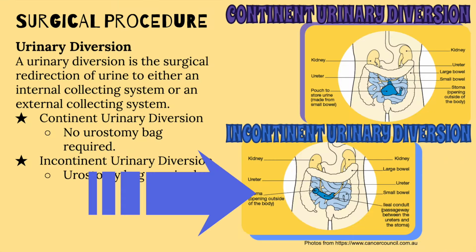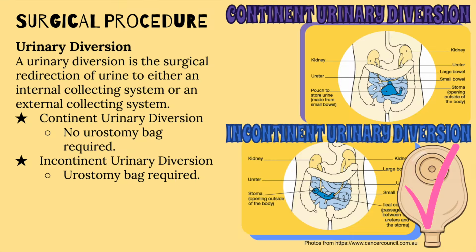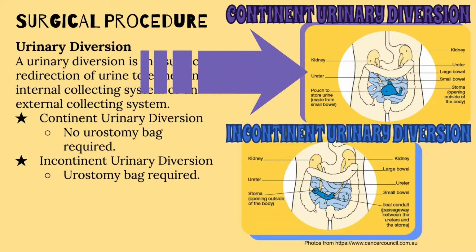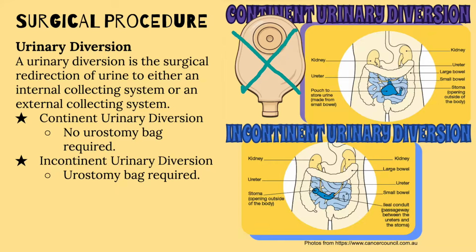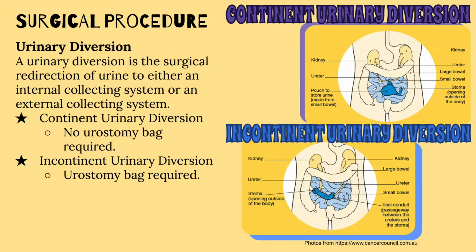So incontinent urinary diversions require a urostomy bag. Continent urinary diversions do not require a urostomy bag. An example of a continent urinary diversion would be an Indiana pouch or Koch pouch where the urine is drained using a catheter instead of a urostomy bag. But of course, since we are discussing urostomy bag care, our focus here would be the incontinent urinary diversion because this is the type of diversion that requires a urostomy bag.